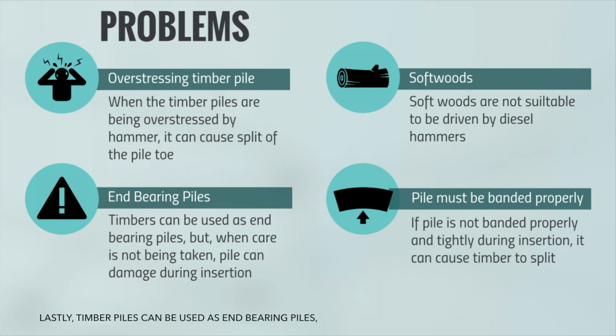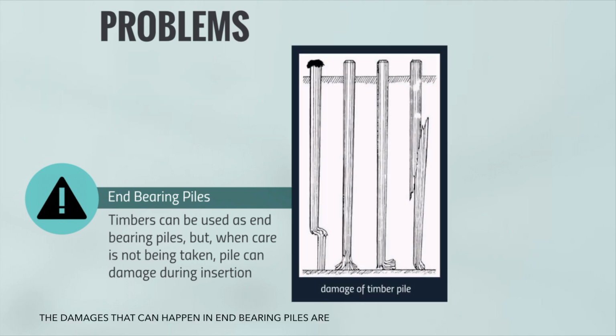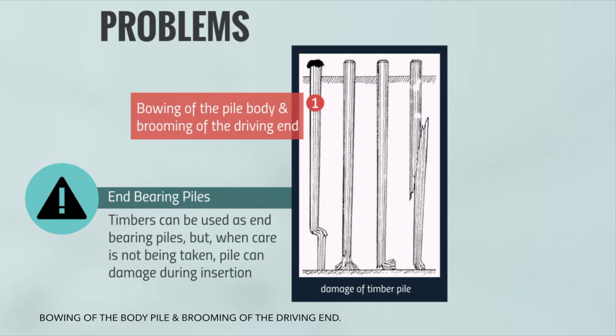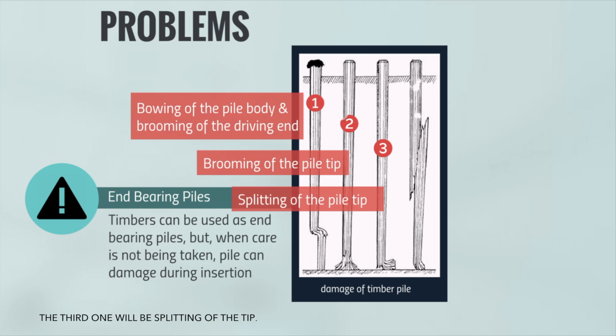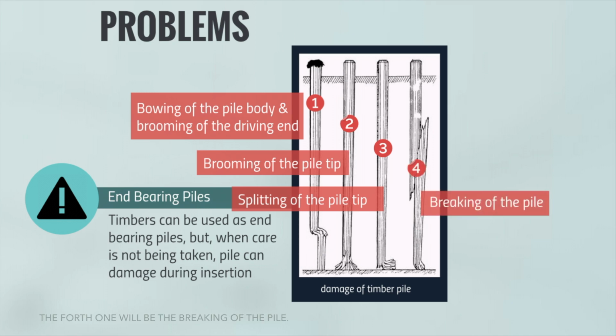Lastly, timber piles can be used as end-bearing piles, but when care is not taken properly, the pile can be damaged during insertion. The damages that can happen in end-bearing piles are bowing of the pile body and brooming of the driving end. The second one is brooming of the pile cap, the third one is splitting of the tip, and the fourth one is breaking of the pile.